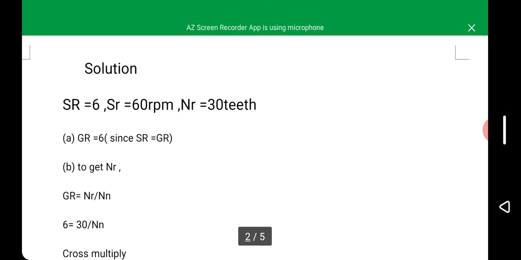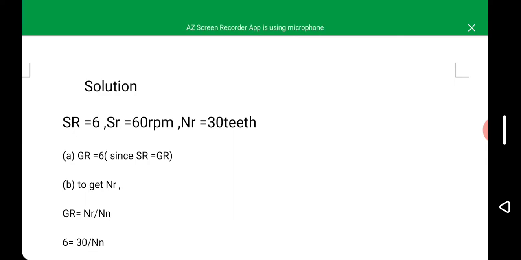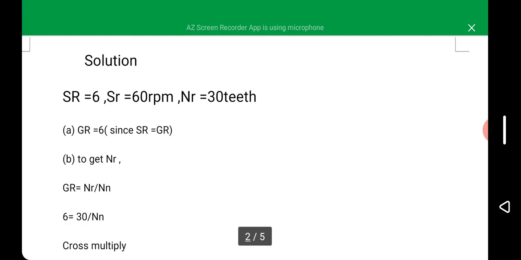Question number 1 asks us to find the gear ratio. The relationship between gear ratio and speed ratio is that they are equal. Since the speed ratio is given in the question to be 6, automatically our gear ratio will also be 6. This is from their relationship that they are equal.